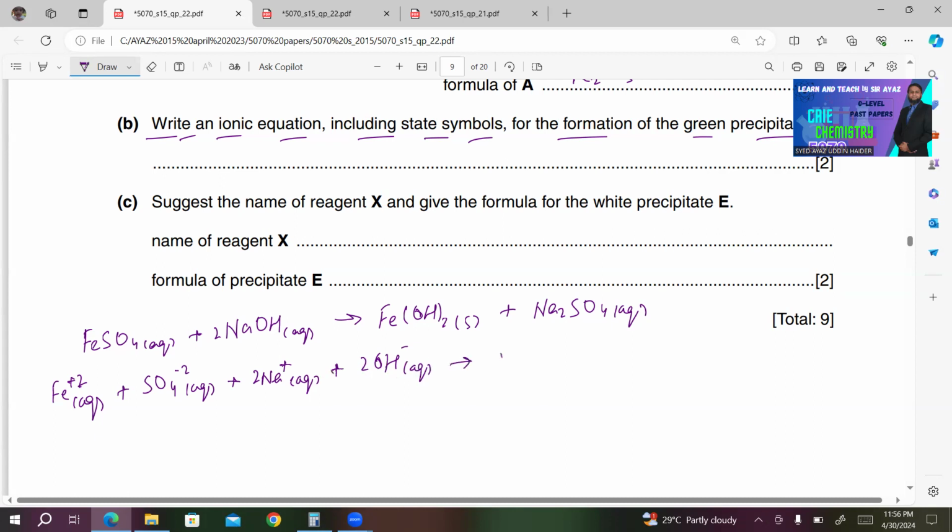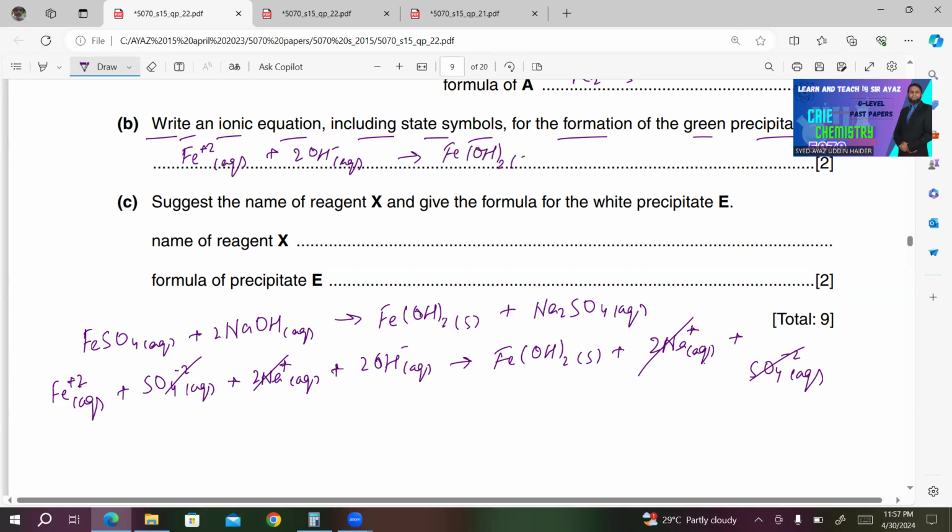On the product side, leave Fe(OH)2 whole as it is and open up Na2SO4, which means 2 moles of Na+ ion, aqueous, plus 1 mole of SO4 2- aqueous. Cancel the spectator ions, that is the common ions on both sides of the equation, Na+ and SO4 2-. So finally, we'll be left with Fe2+ aqueous plus 2OH- aqueous gives Fe(OH)2 solid.